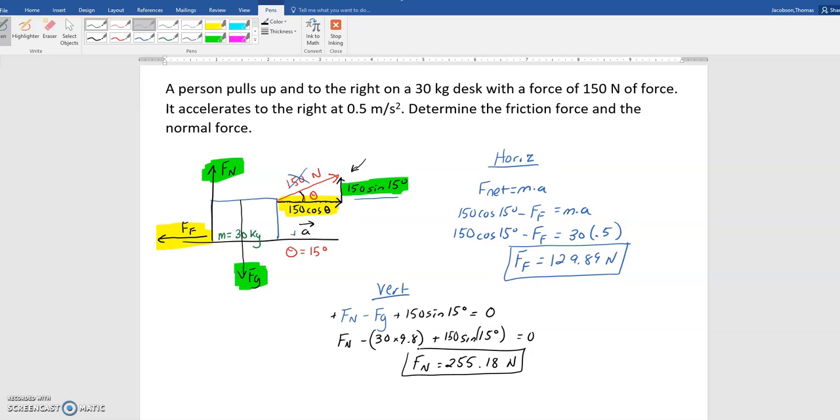And if we look, if Fn and Fg were the same, well then Fg and Fn would be 30 times 9.8, which is 294 newtons. But in this case, Fn is less than Fg because we are supporting it with this amount of weight, 150 sine 15, which is probably right around 40-ish newtons.